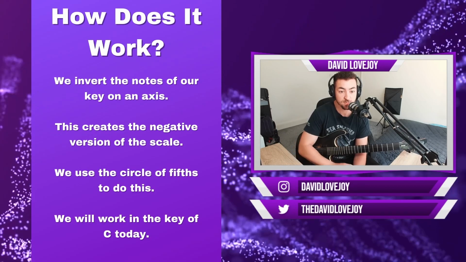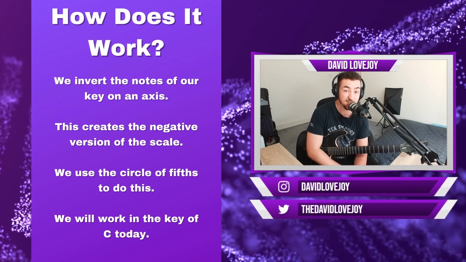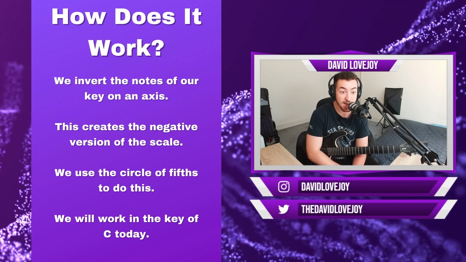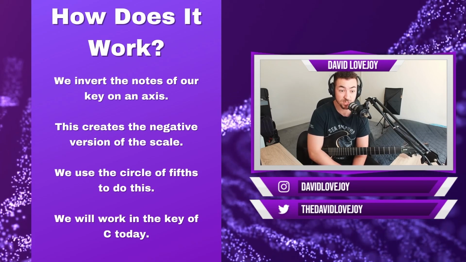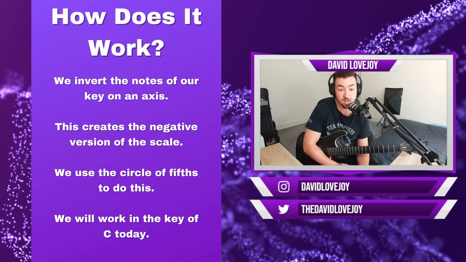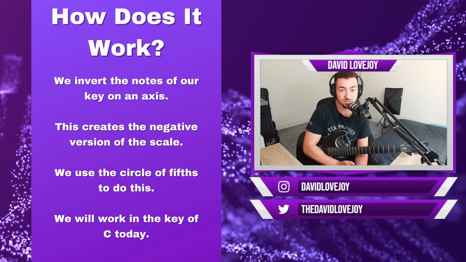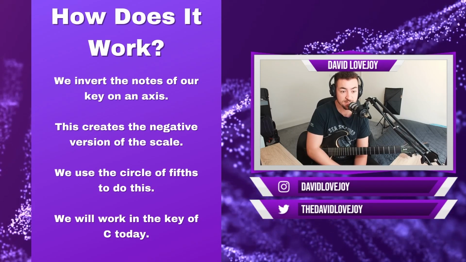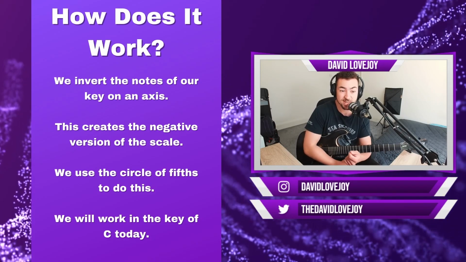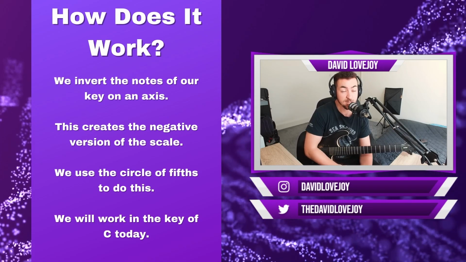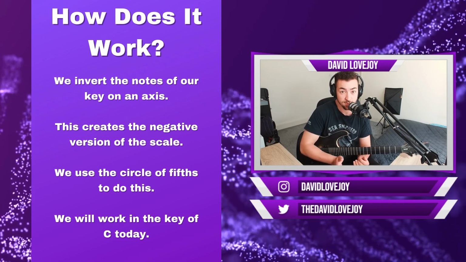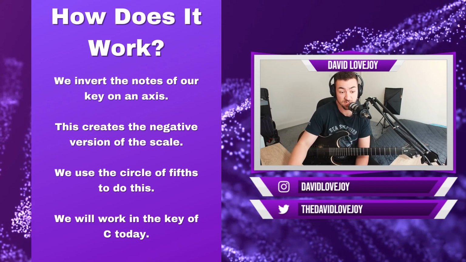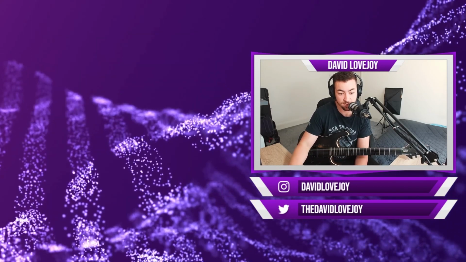What we're going to do is take the notes in our key. We're going to be working in the key of C today, and we are going to invert those notes of our key on an axis. Now that sounds complicated, but it's really not, and you'll see why in a second. When we do this, it creates the negative version of our scale, so we'd have the negative C major scale. The axis is going to be on the circle of fifths. Let's take a look at how we do this.